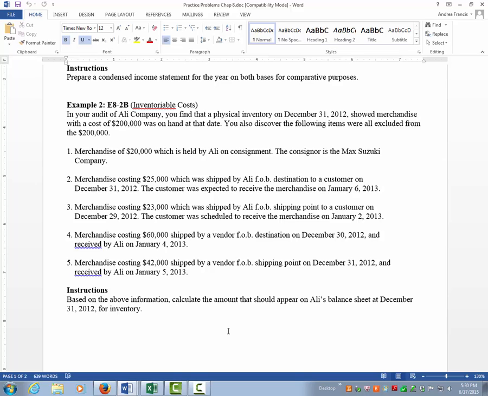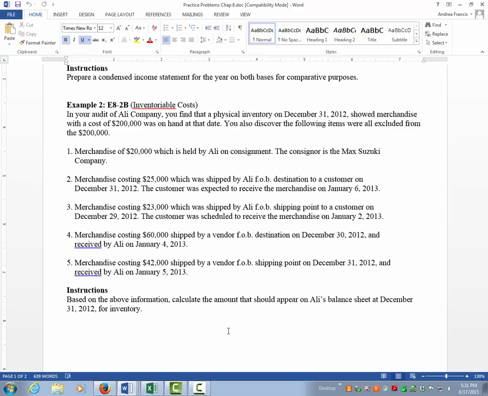So this company is dealing with a year-end inventory count, and probably there are some considerations as it relates to goods in transit and consignment goods. So let's look here. In your audit of Ali company, you find that a physical inventory on December 31st, 2012 showed merchandise, which means inventory, with a cost of $200,000 on hand at that date. So they've given you a dollar amount.